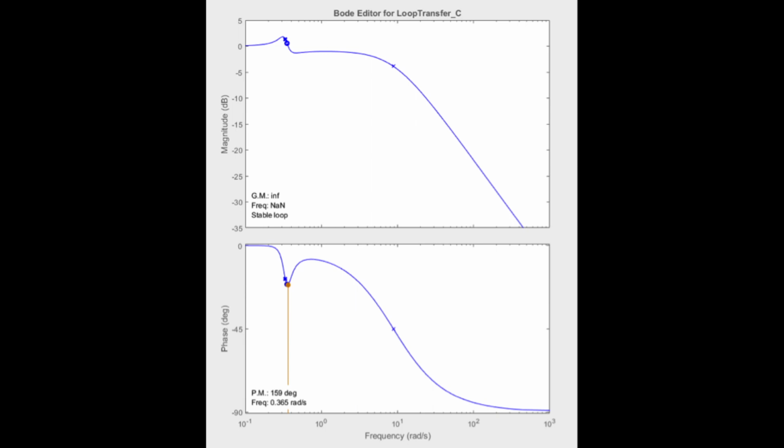The phase margin is 159 degrees, which occurs at a frequency of 0.365 radians per second. This corresponds to a delay of 7.6 seconds, which is a reasonable amount of delay for a quadcopter. Using the PID controller, we were able to design a more efficient and stable quadcopter that could be used to deliver and keep packages safe.